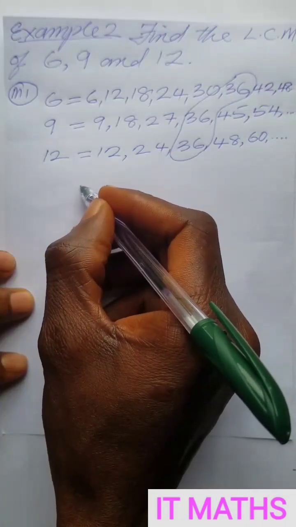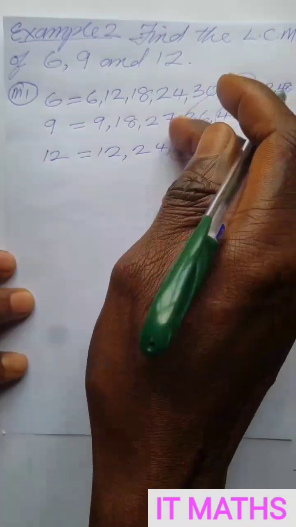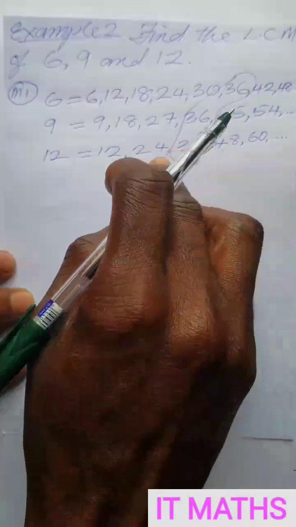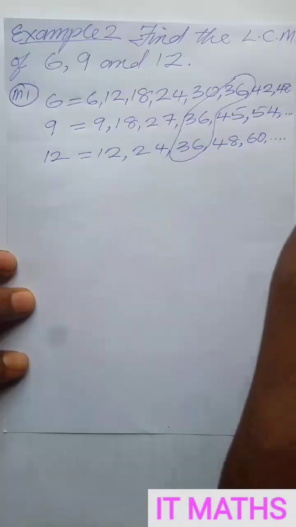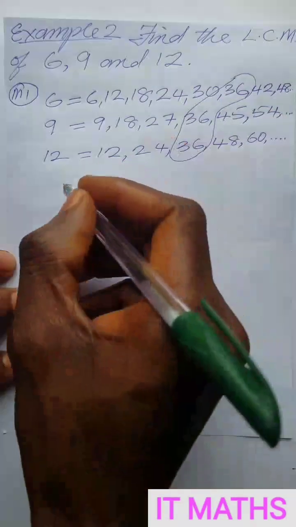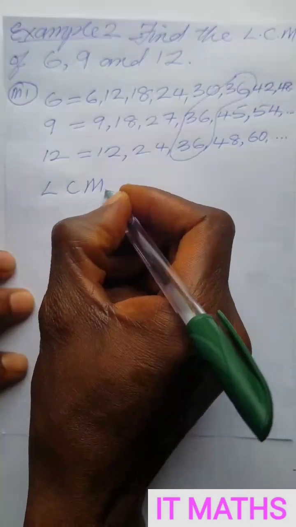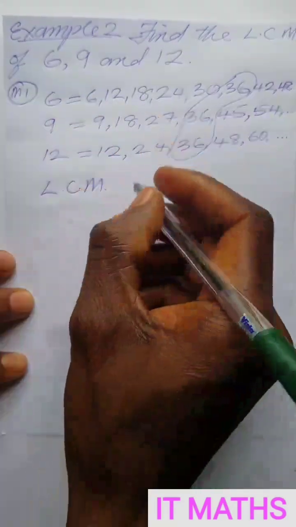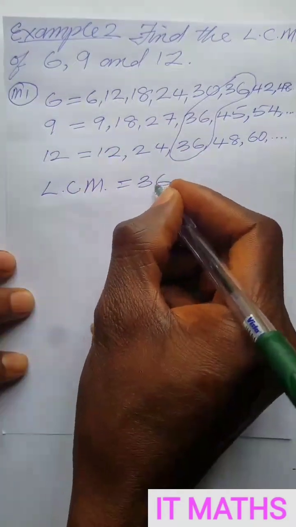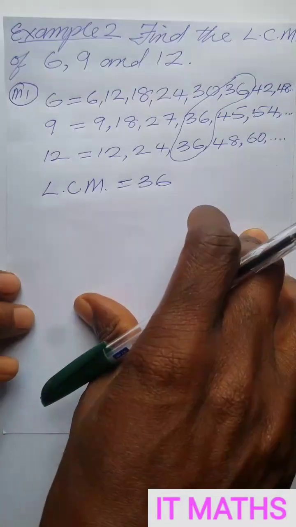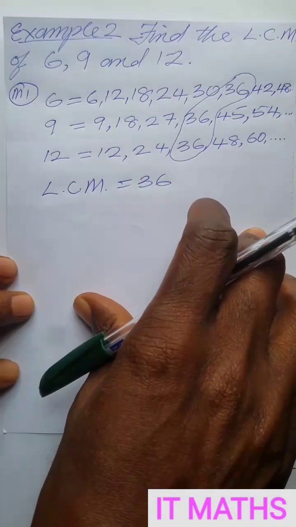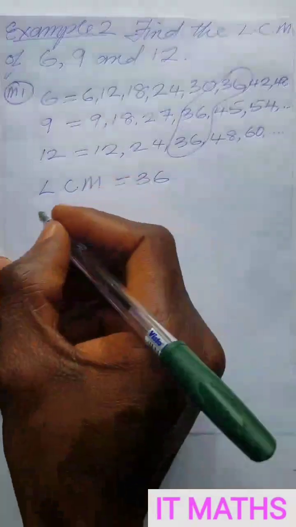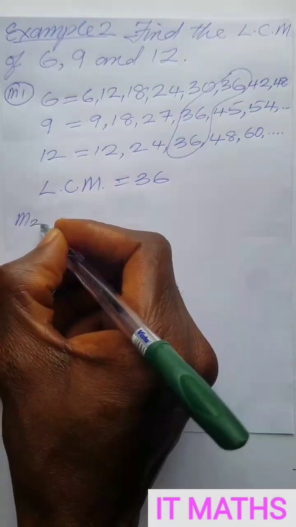Our lowest, that's the lowest. In fact, the first one is the lowest. There are other ones there that are all common, but the lowest common multiple of 6, 9, and 12 is what? 36. That method is simple, though long. It's easy, but it's long. Let's look at method 2.